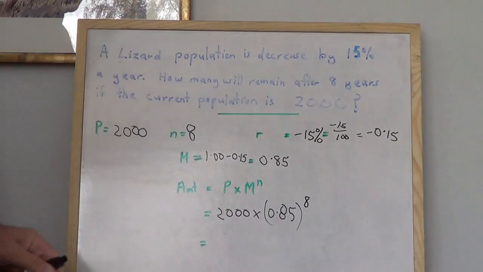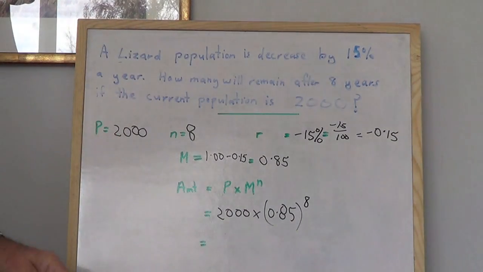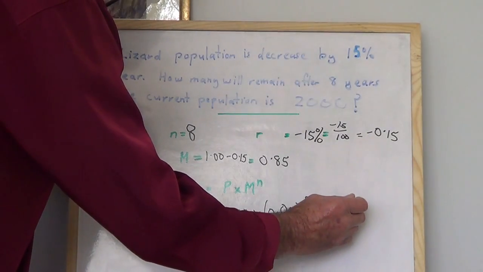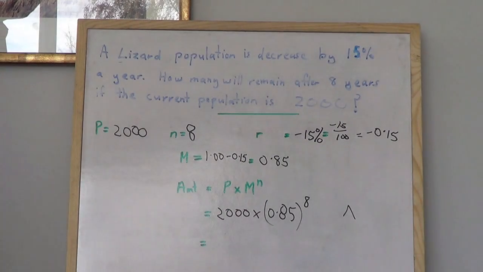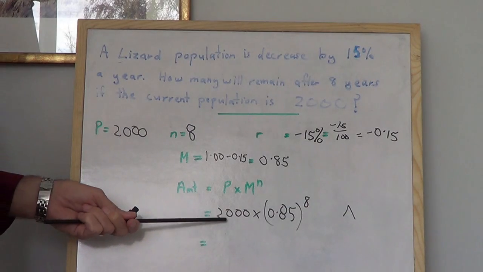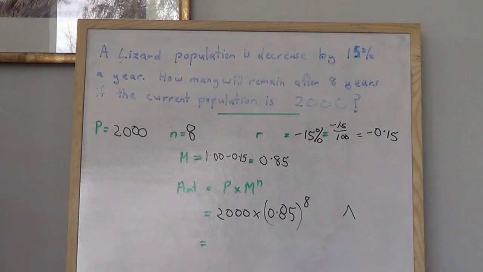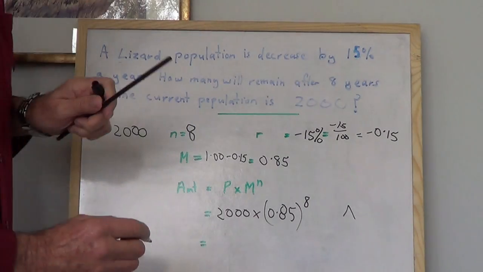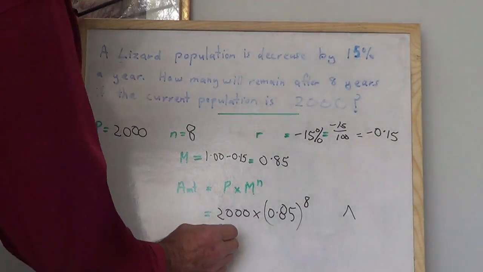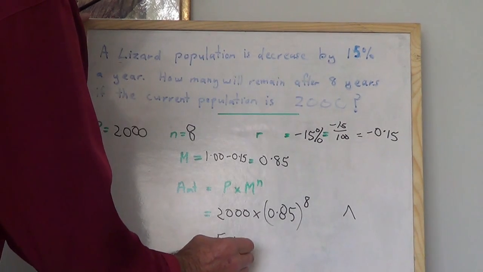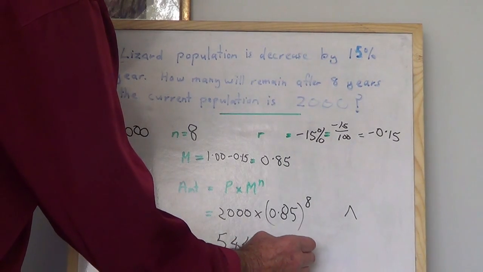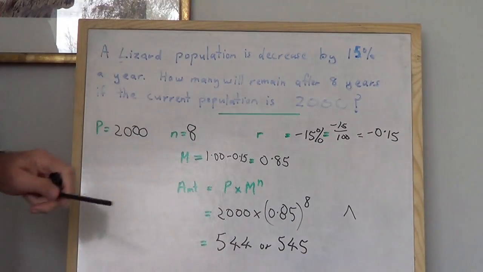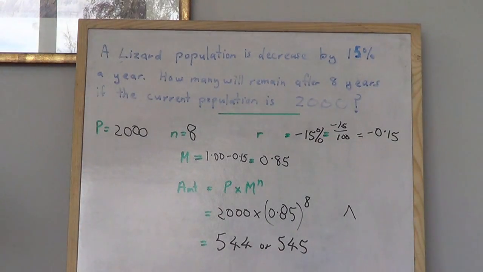Put 0.85 in your calculator. Press the power button on your calculator, which is that. Then put in 8, then go equals. When you've got the answer, multiply that by 2,000, and the answer is 544 or 545. That's the nearest whole number. I'll take either answer. And we're done.